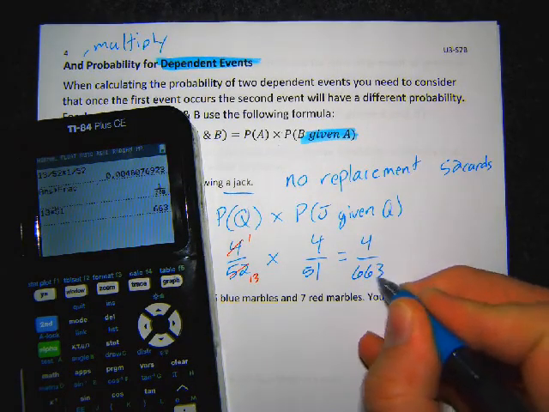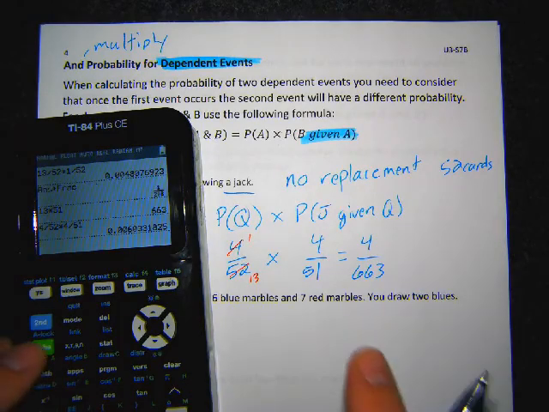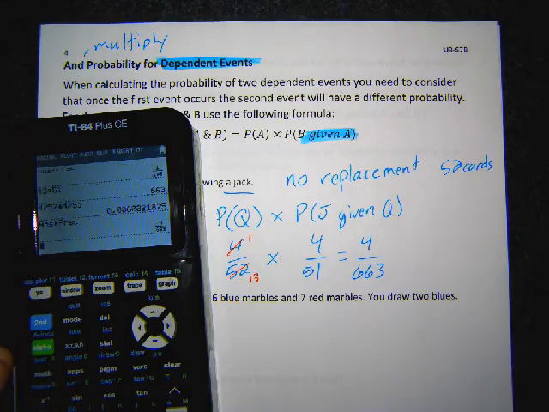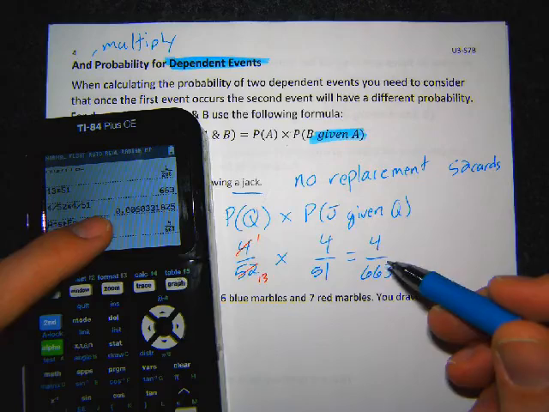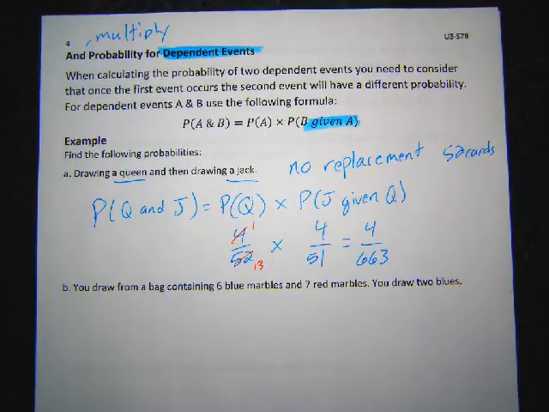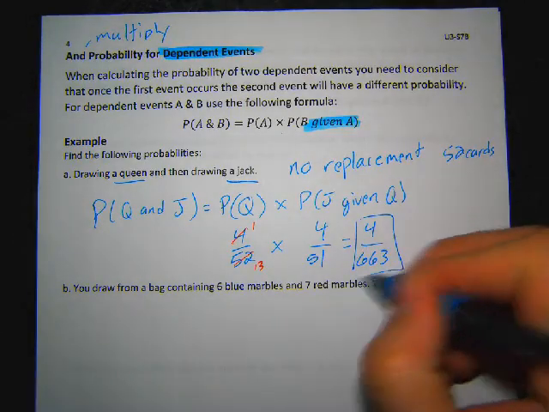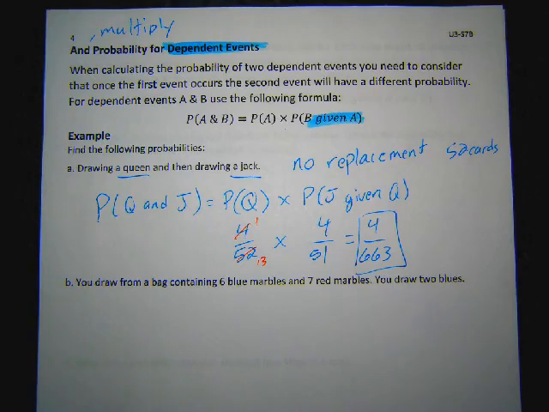If you're not sure, you could just do all the work in the calculator. You do 4 divided by 52 times 4 divided by 51, and you should get the same thing after you use the math fraction button to turn it into a fraction: 4 out of 663. And that's the same as 0.006 rounded, if you're okay with rounding. Most of the time, I prefer the fraction because that's a little bit better answer. That's what I'd be looking for. Sometimes I want the decimal.